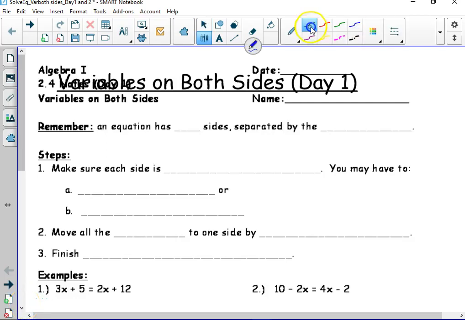So variables on both sides of the equation. Okay, so variables on both sides. Yesterday we only had a variable on one side of the equation and we had numbers on the other side, and we solved. Now we're going to have variables on both sides, so we got to clean up the mess. Okay, so remember, an equation has two sides separated by the equal sign. You can write equal sign or just put the symbol.